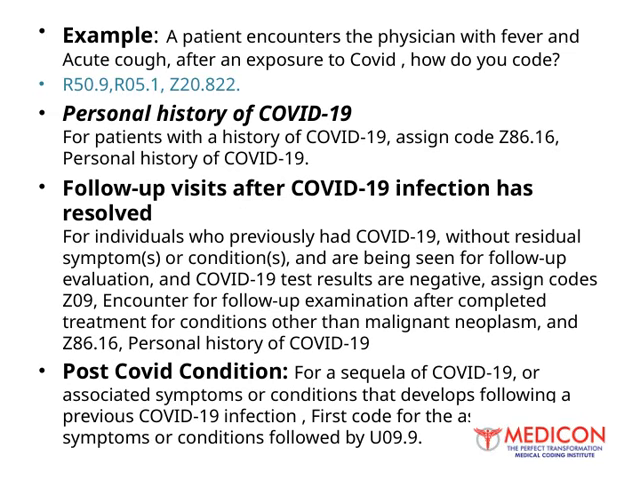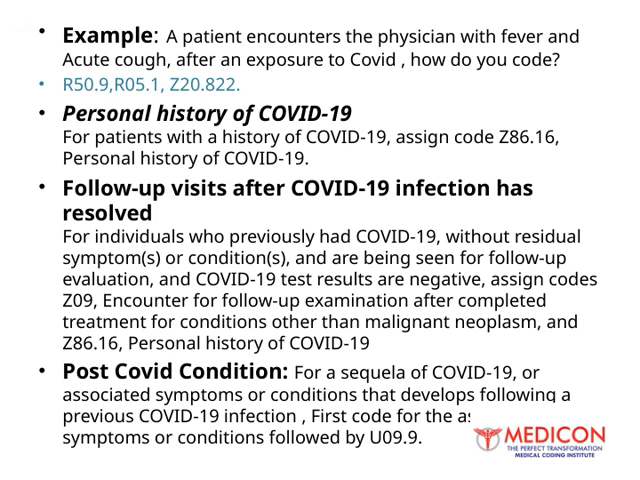Let's walk through an example to clarify how we code these situations. Suppose a patient comes in with a fever and an acute cough after being exposed to COVID. In this case, we would assign the codes R50.9 for fever and R05.1 for acute cough, along with Z20.822 to indicate the exposure to COVID. Now, for patients with a personal history of COVID-19, we use the code Z86.16. This helps document that they've had COVID-19 before, which is important for their medical record.